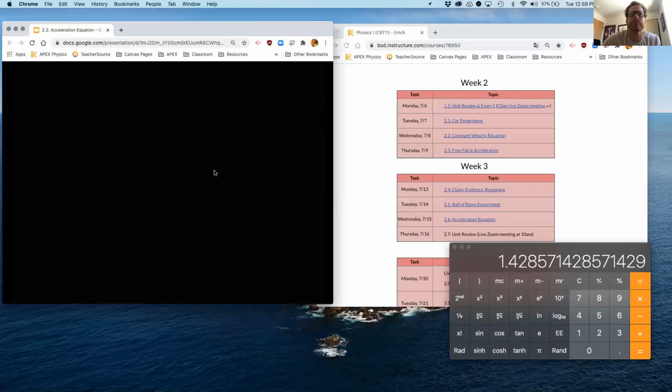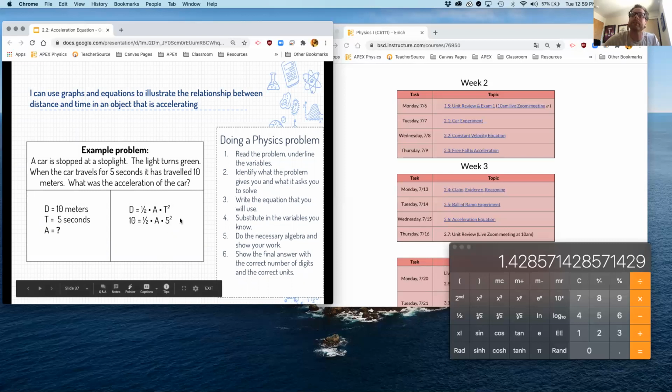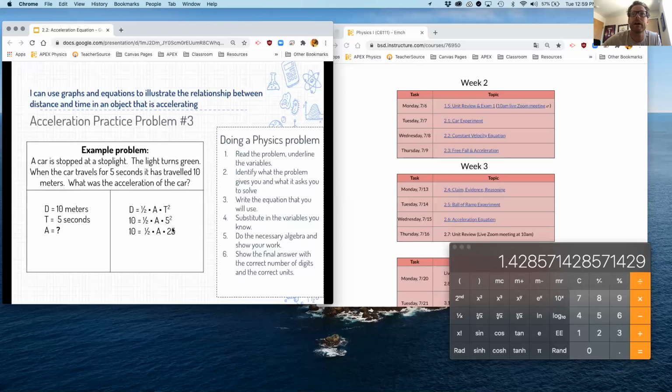Okay, cool. So distance is 10 meters. Time is 5 seconds, and we don't know what the acceleration is. So same exact equation, plug in what you know. So 10 goes in for distance, 5 goes in for time, acceleration stays at acceleration. Now again, the next step is the exponent. So 5 squared is equal to 5 times 5, which is 25.